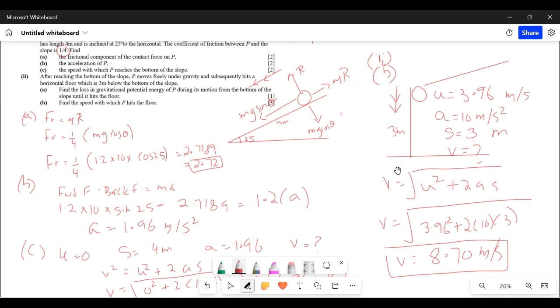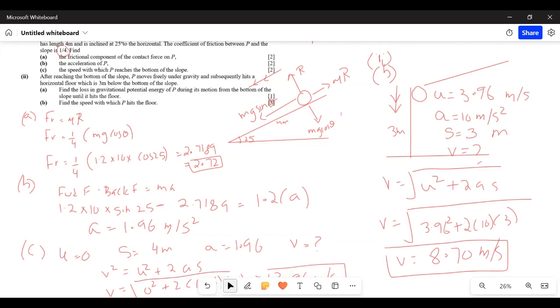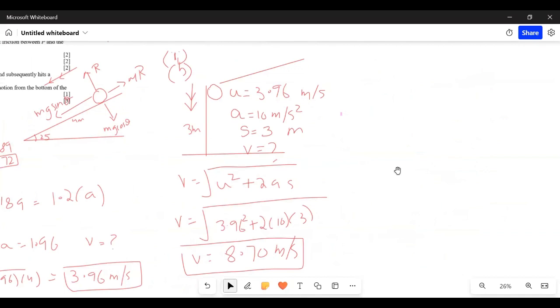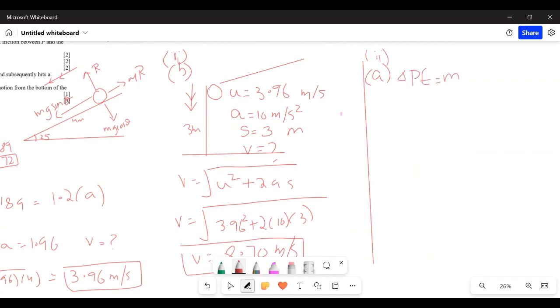ओके, पार्ट ए है इसका. फाइंड द लॉस इन पोटेंशियल एनर्जी of P during the motion from the bottom of the slope until it hits the floor. Okay. Potential energy is mgh. This would be part A of 2. Sorry. Change in potential energy is mgh2, which is the bigger height, minus mgh1, which is the smaller height, or in other words, mg bracket h2 minus h1.